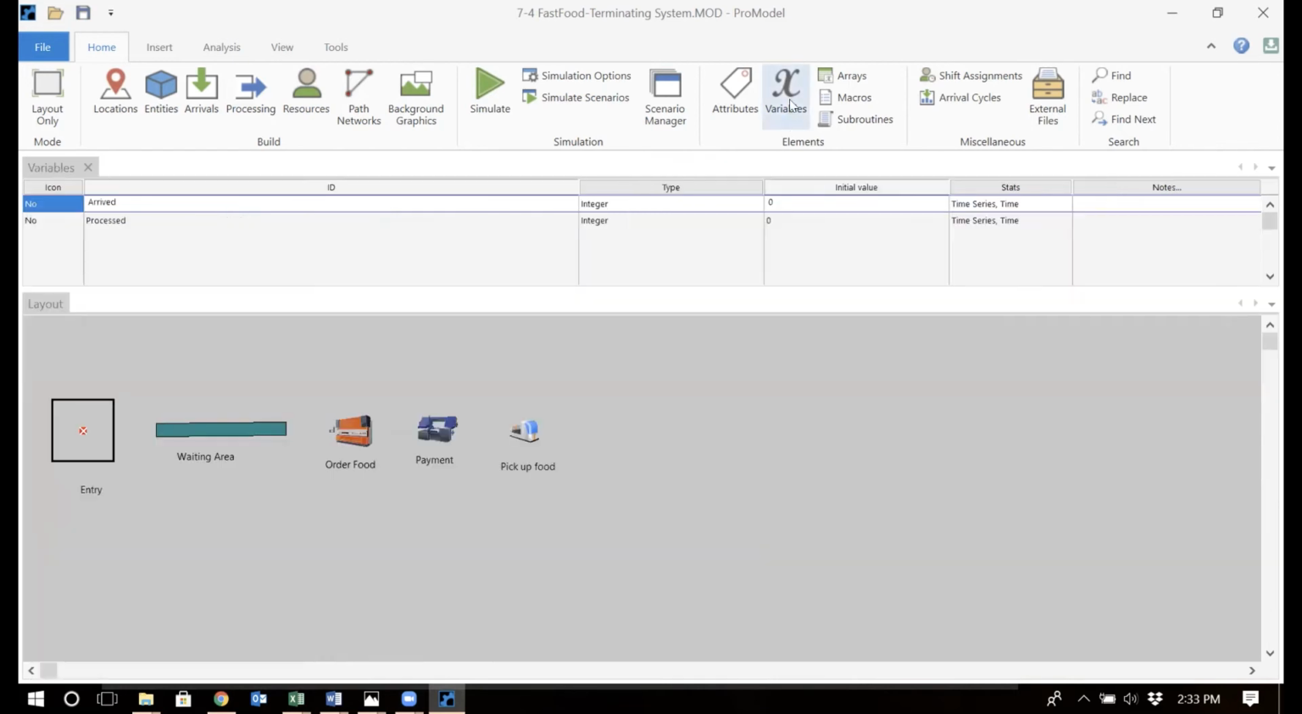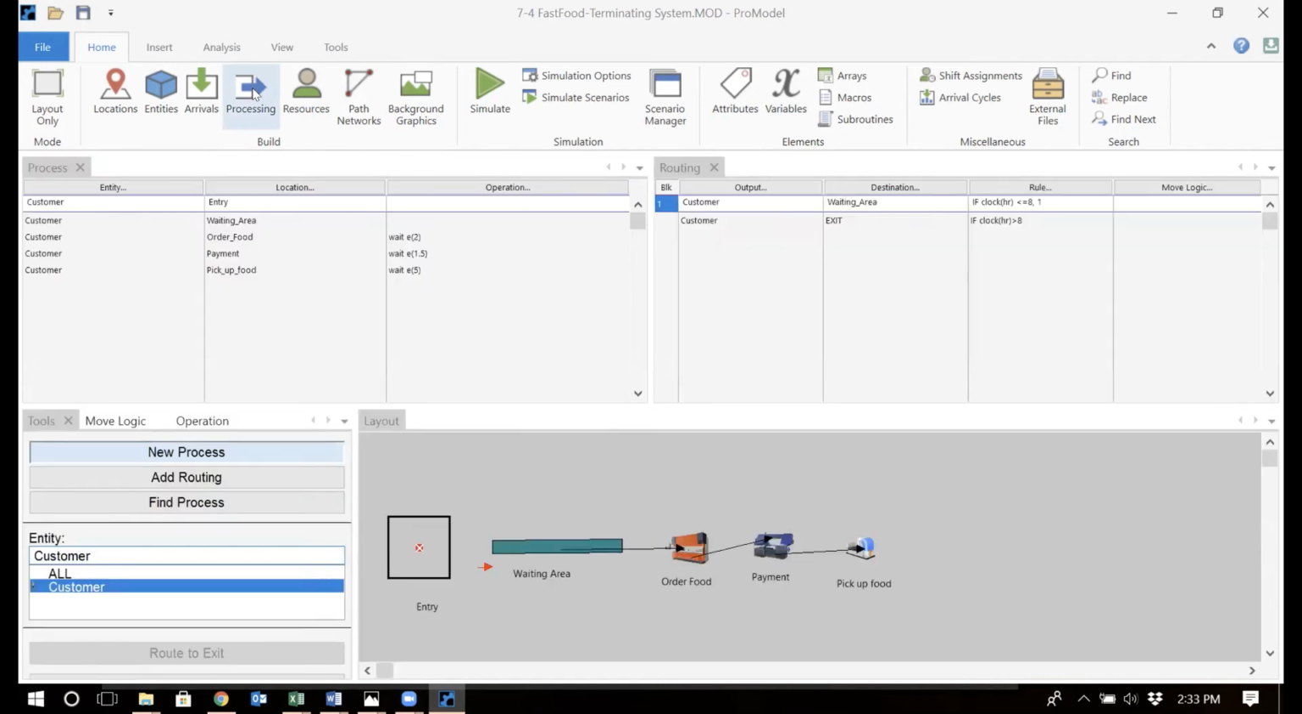Let's go to the variables and define these two variables. One for the arrival, I'm going to call it arrival, and one for processed. Both of them are integers because I'm just going to increase them by 1 when a customer arrives and when a customer leaves. I'm going to use these two variables to check the stop condition, okay? So make sure to define these two variables, arrival and processed, or give them any name that you want.